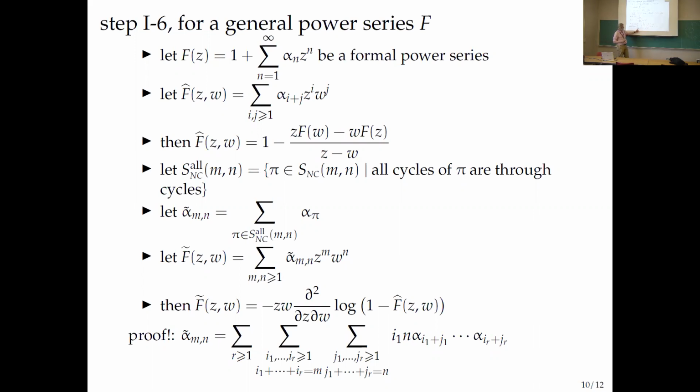So R will be the number of cycles in pi. Now for each cycle, you count how many points are on each circle. In cycle 1, that will be I1, sorry, on the outer circle, and J1 will be the number of points on the inner circle. So they have to add up to m, because it's got to be a permutation of m things on one circle and n things on the other circle. And then in the next slide, I'll explain this.